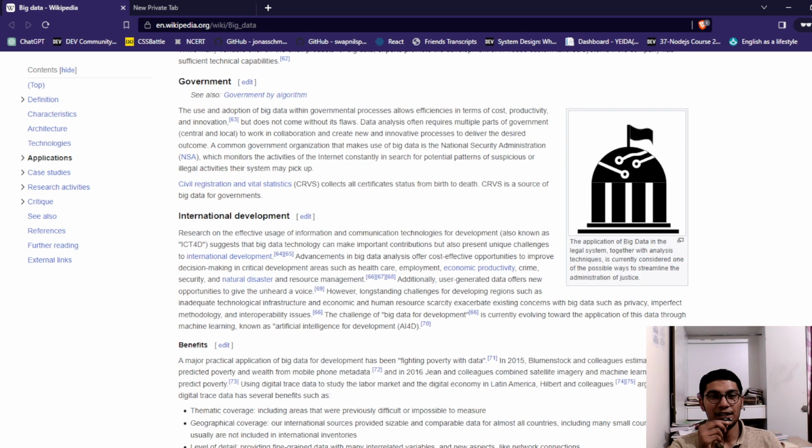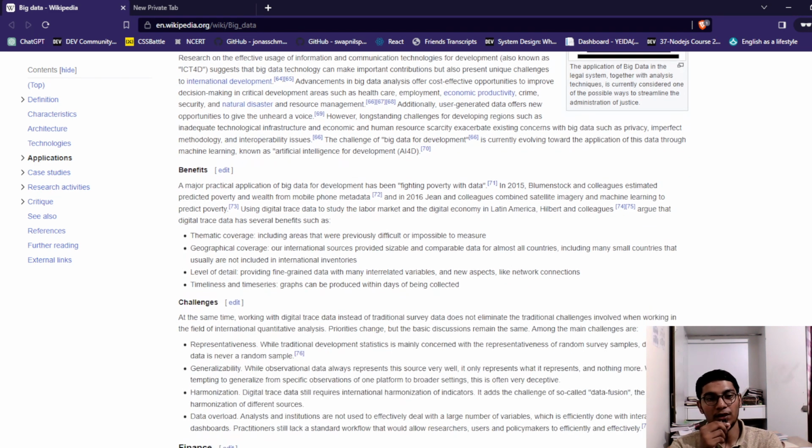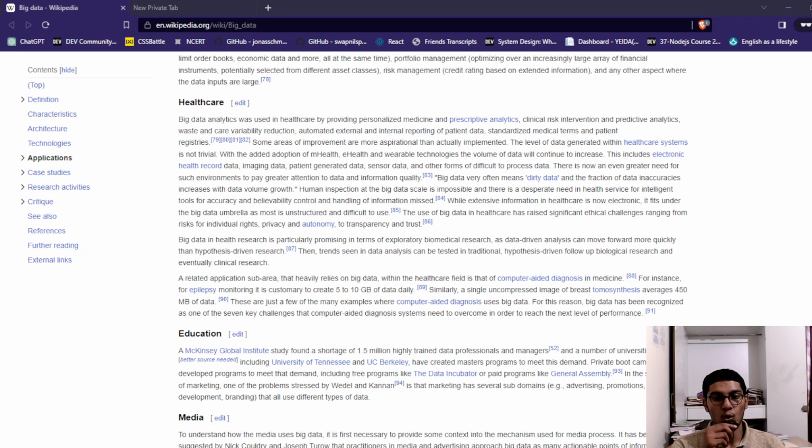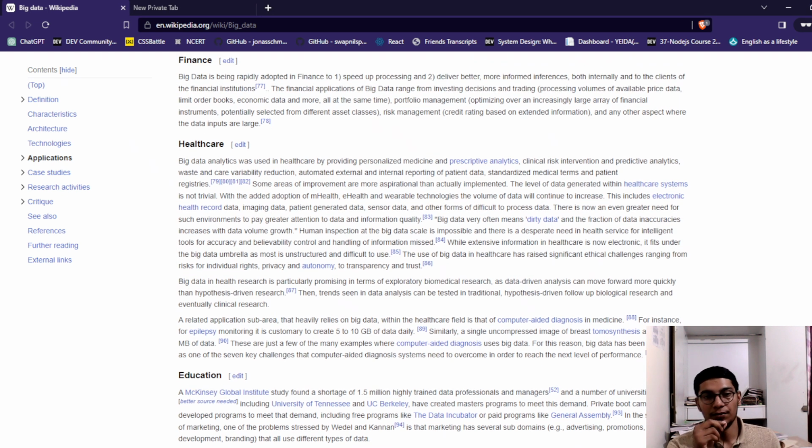Government: the use and adoption of big data within government processes allows efficiencies in terms of cost, innovation, and development benefit. What are the challenges? Finance, healthcare, education. Big data has been used in many sectors, not in the field of companies only. It can be used in many sectors. Healthcare: big data analytics is used in healthcare by providing personalized medicine and prescriptive analytics, clinical risk intervention and predictive analytics, waste and care variability reduction, automated external and internal reporting of patient data, and standardized medical terms and patient registries.